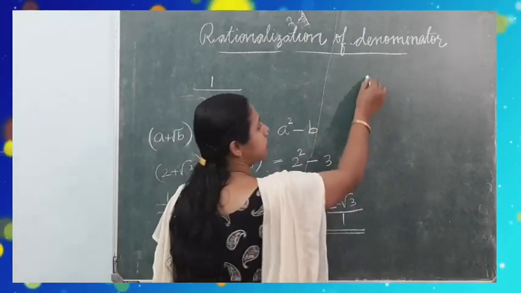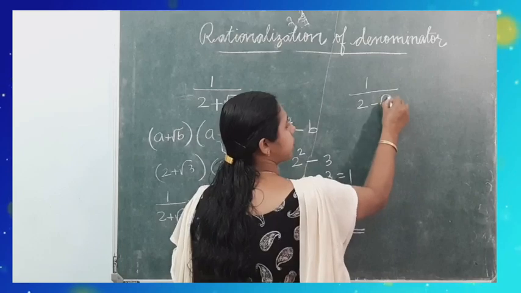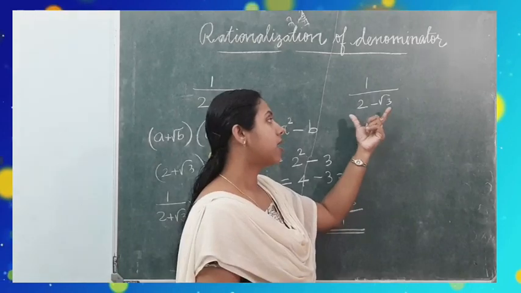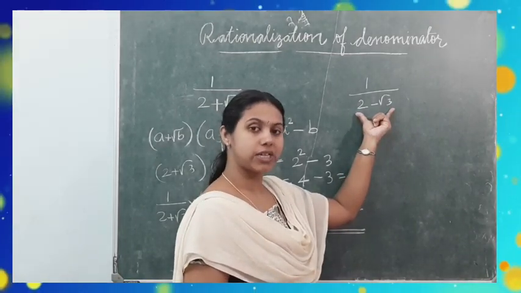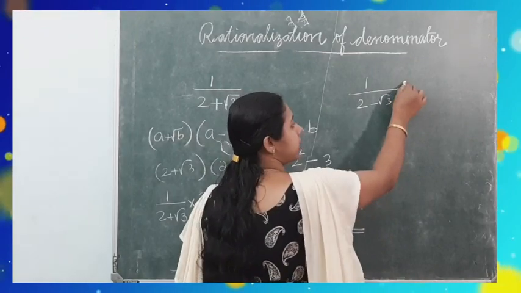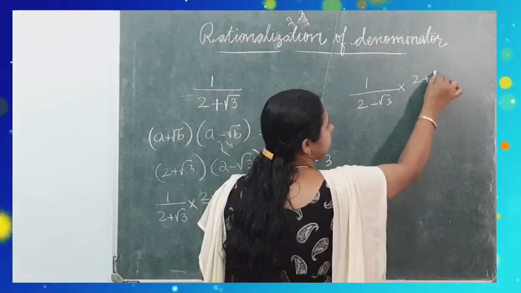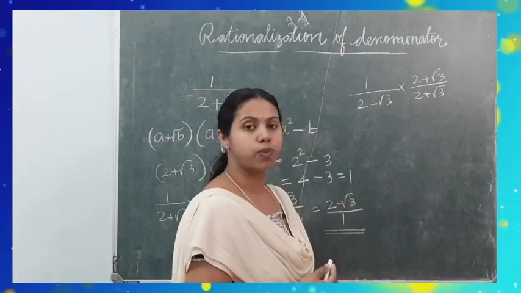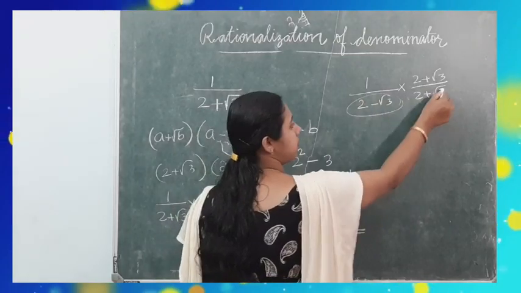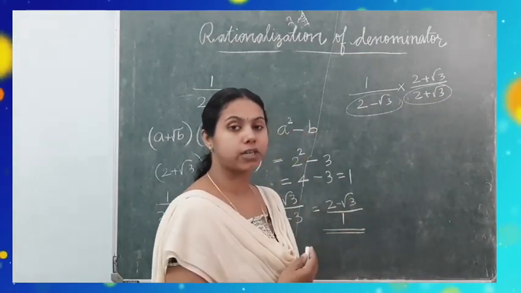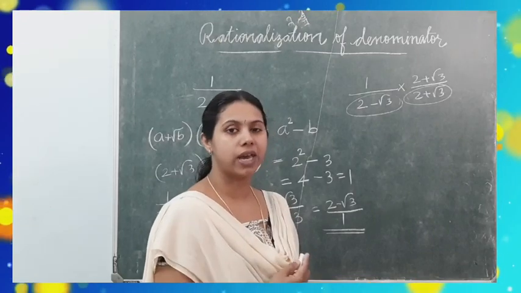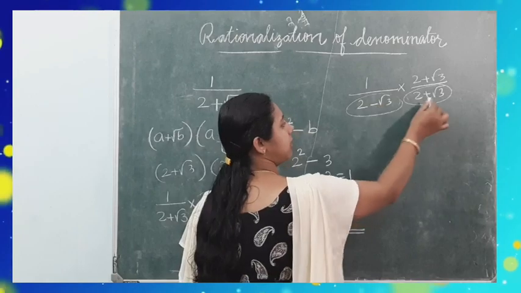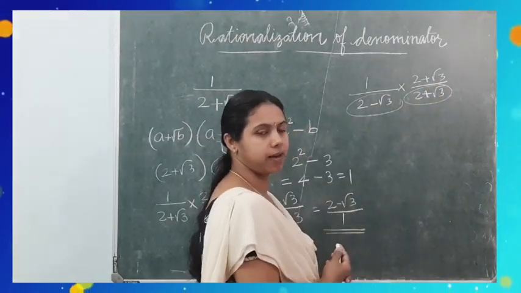So if it is 1 by 2 minus root 3, then you should multiply the numerator and denominator by the rationalizing factor of 2 minus root 3. The rationalizing factor of 2 minus root 3 is 2 plus root 3. So you multiply numerator and denominator by 2 plus root 3. So these two numbers we say are rationalizing factors of each other, or conjugates of each other. So if it is negative, then it will be a positive sign.